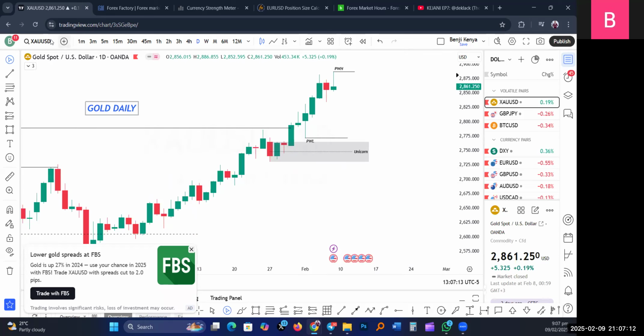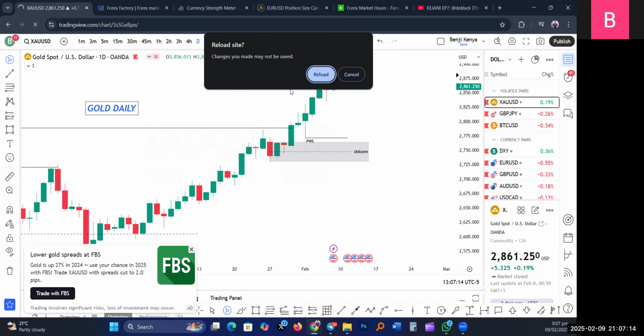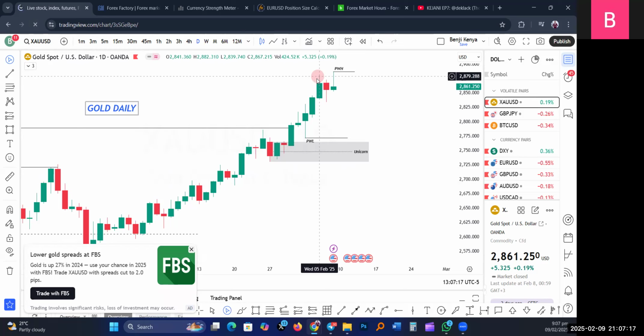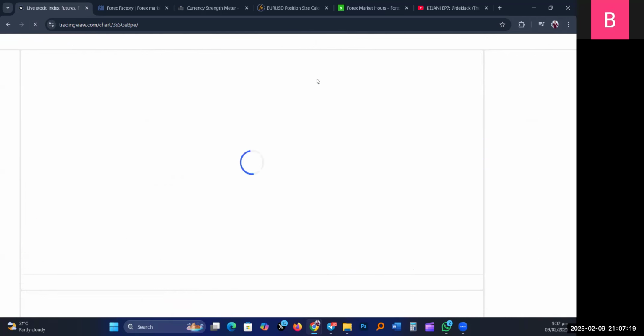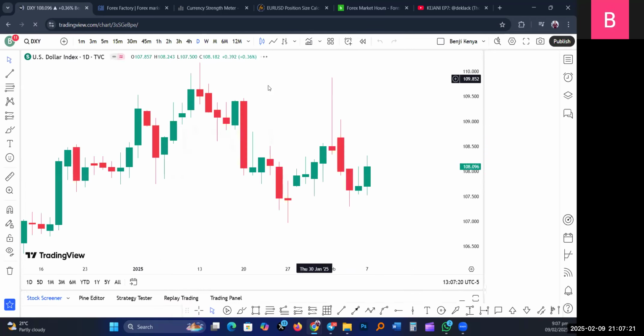Number two, because I'll be very brief, this is gold. Let me refresh it. And this is going to be my last pair that I'm going to be looking at.